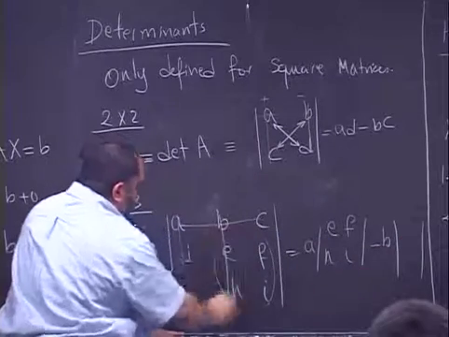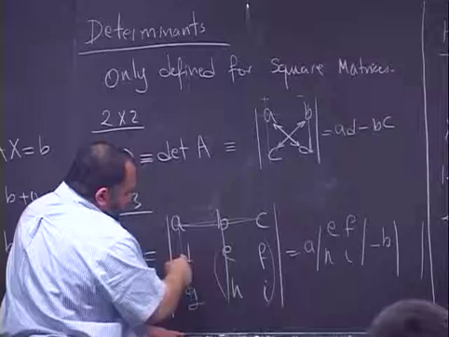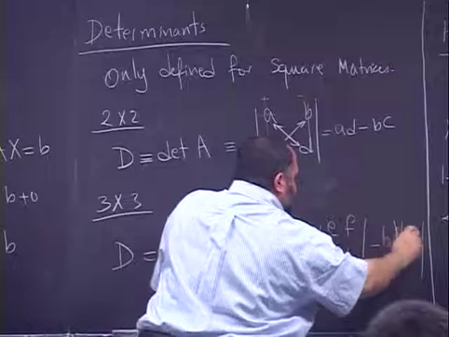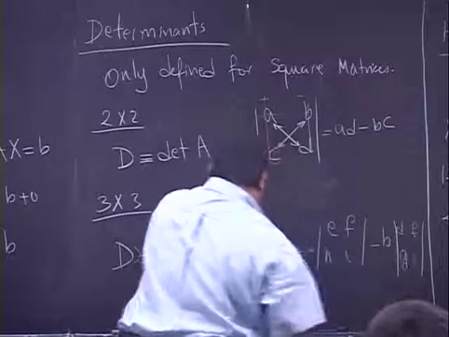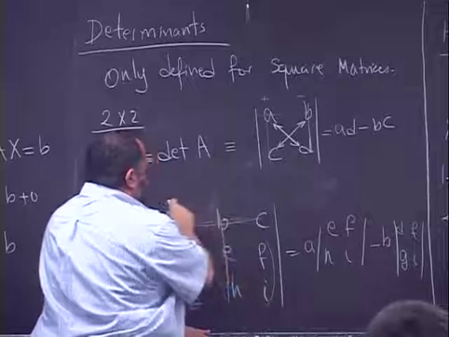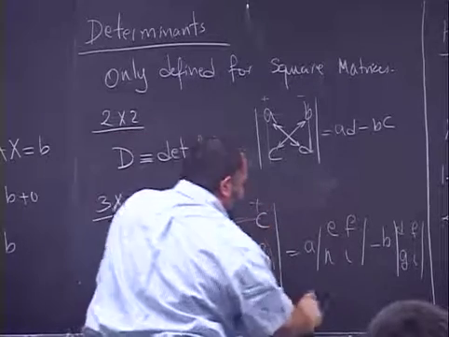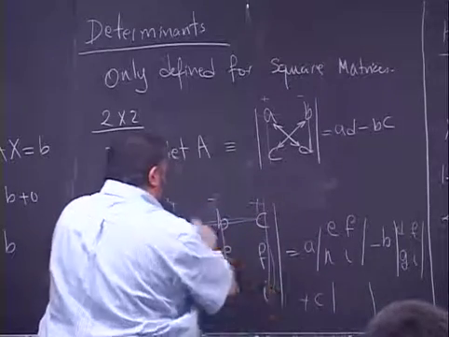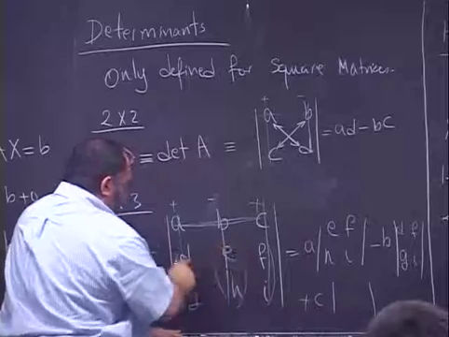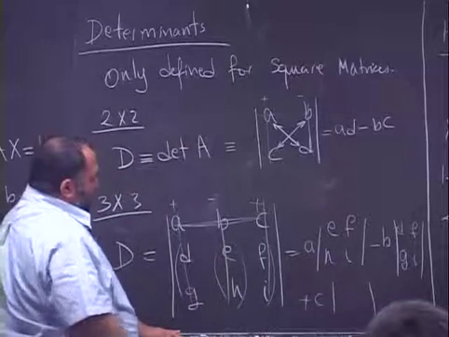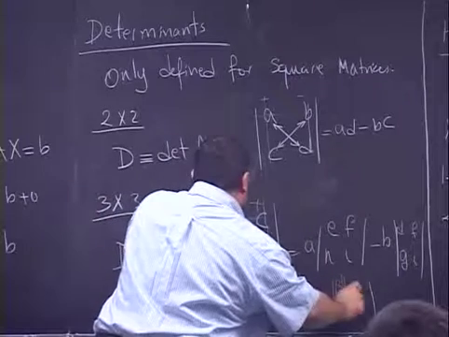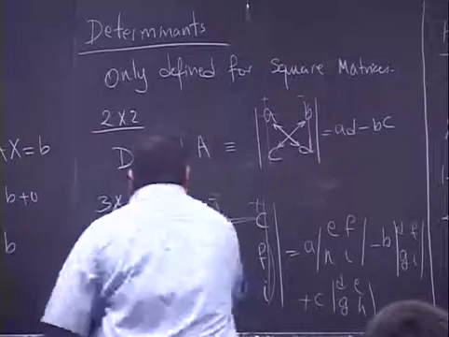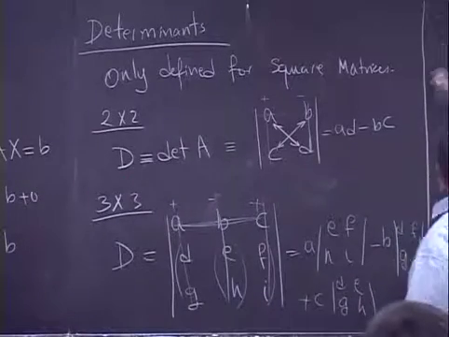And then if you cross B, the smaller matrix will be DF, GI. Then the third one, so this is plus minus plus, so it will be plus C. And if you cross C, you will get this minor, and this minor matrix will be DE, GH.